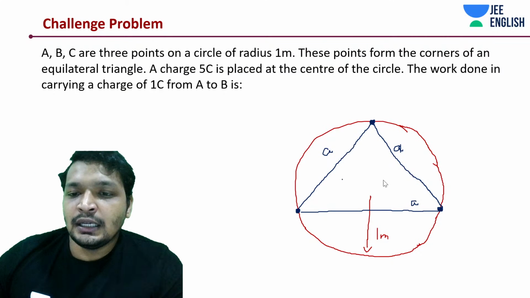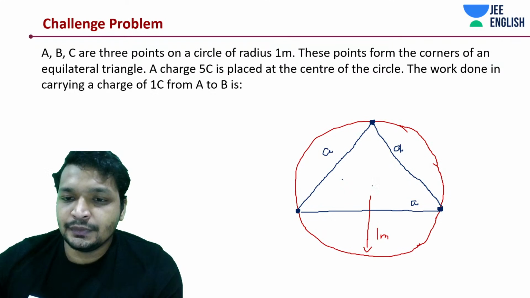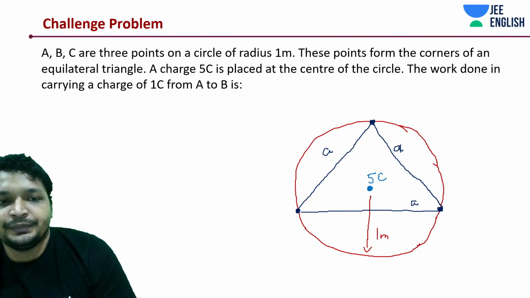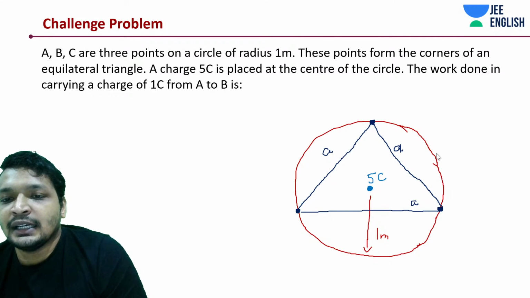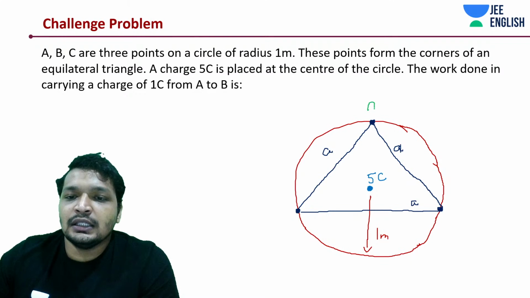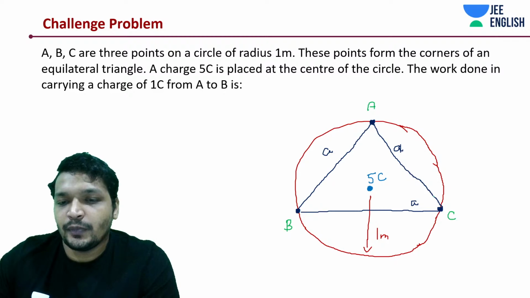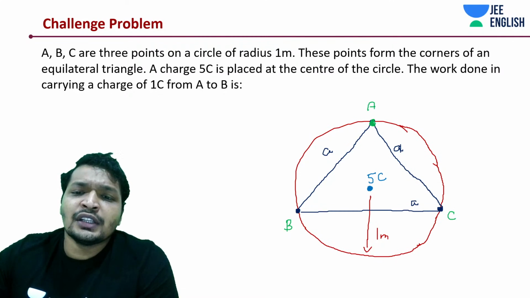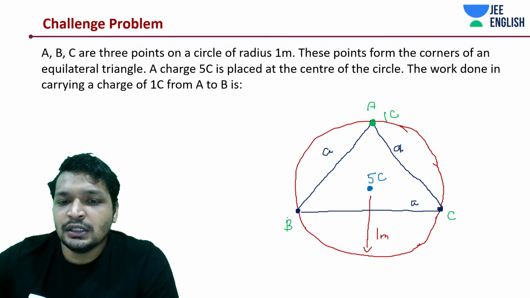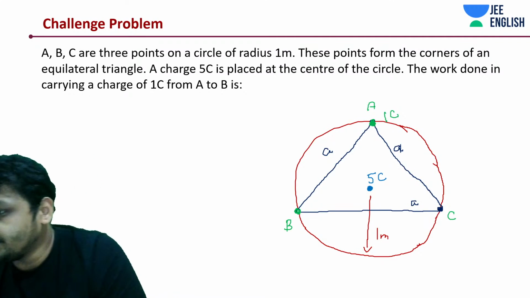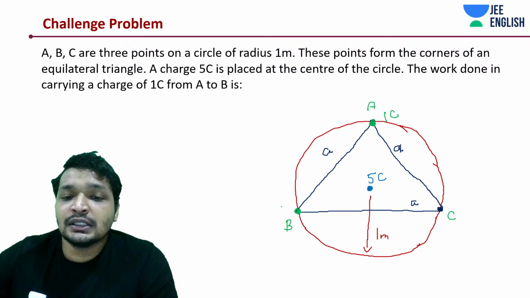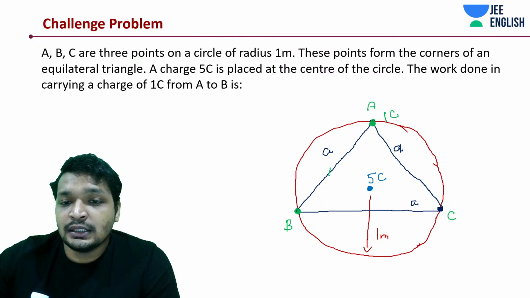Now, what is being asked is a charge of 5 coulomb is placed at the center of the circle. Now you have something like a 1 coulomb charge. Okay, let's say this is A, this is B, and this is C. You're trying to move this 1 coulomb charge from A to B. This was the final position. Okay, good, Cheshwara. And what have we done over here? I have moved this from here to here again. Like, let's say this is how you have moved it.